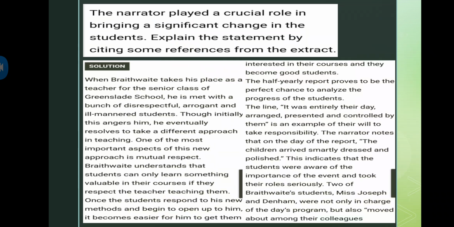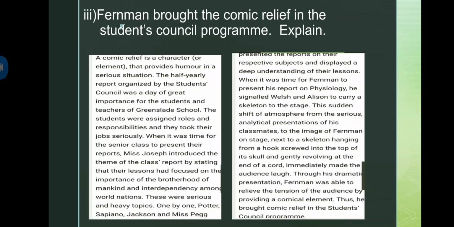So basically, what do we come to know through all these? That they have learned a lot, and especially by whom? By the narrator. Okay, so now moving towards another activity: Furman brought the comic relief in the Students' Council program. Explain. So basically, we have to explain how Furman brought the comic relief in the Students' Council program.